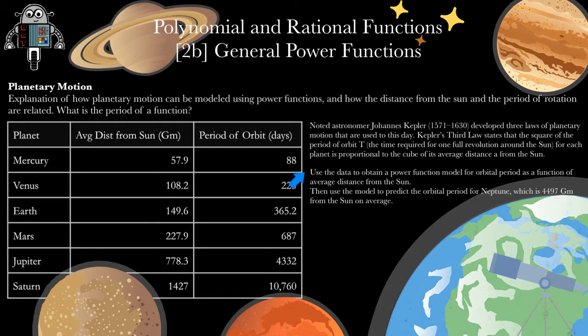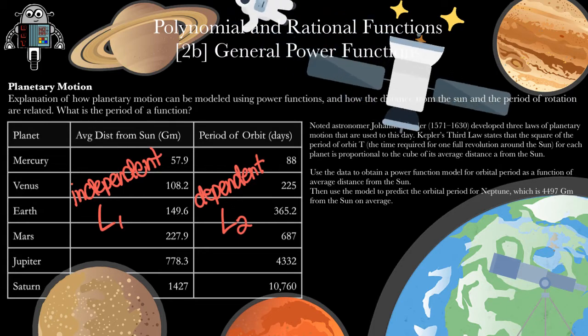Our goal is to use this data to obtain a power function model for orbital period as a function of average distance from the Sun. In other words, we'll model the data using a power function such that average distance from the Sun is the independent variable, or list 1, and period of orbit is the dependent variable, or list 2. Then we'll use the model to predict or regress the orbital period for Neptune, which is 4497 gigameters from the Sun on average. So let's start modeling.